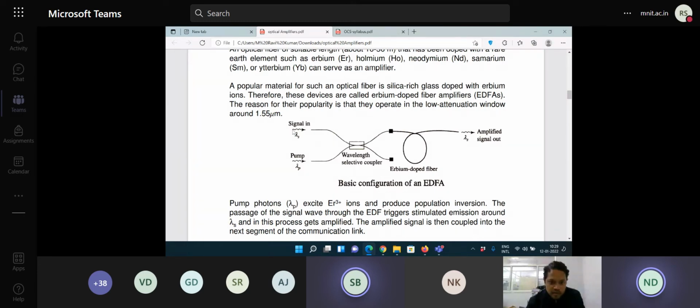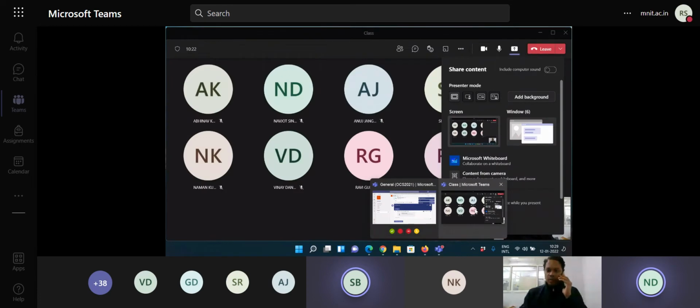This input optical signal, and just give me a minute. Hello. Yes.